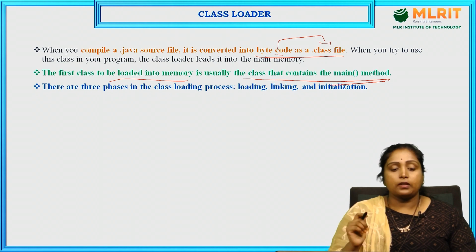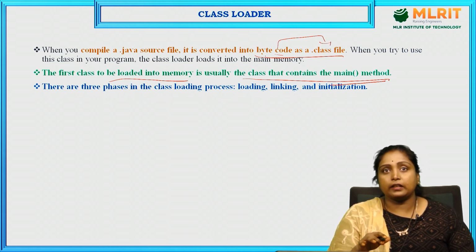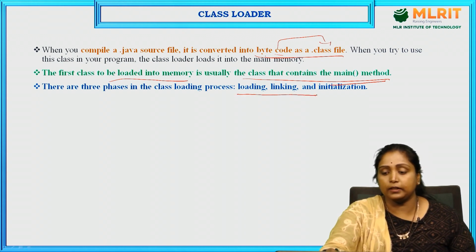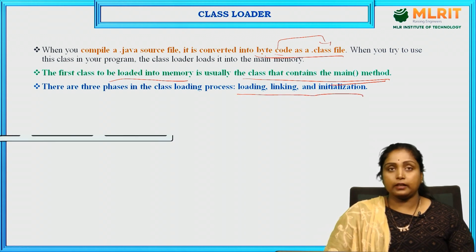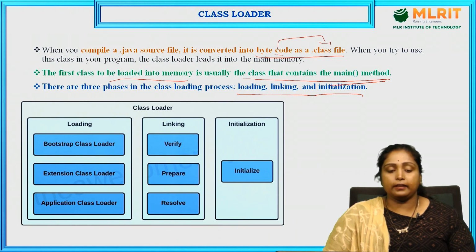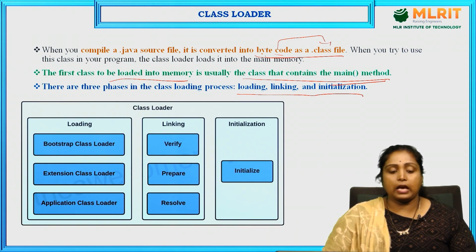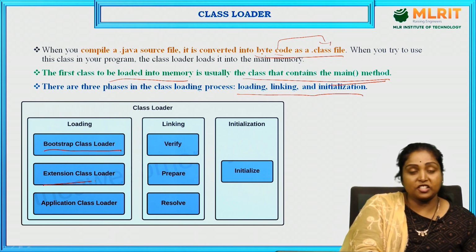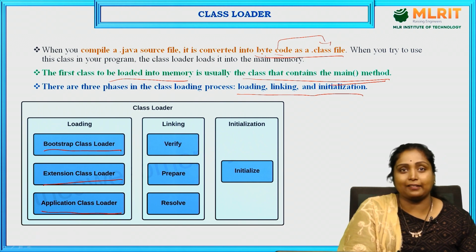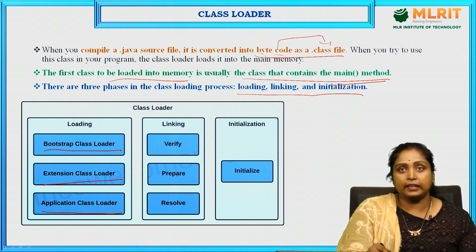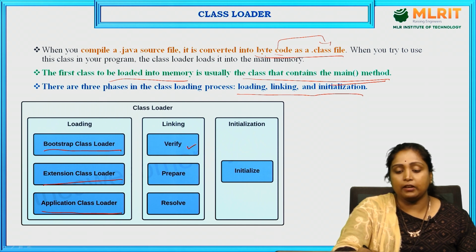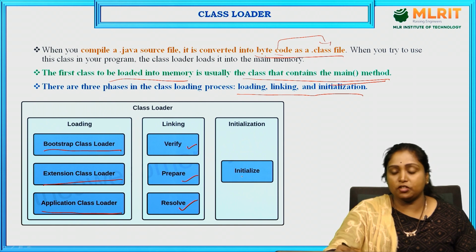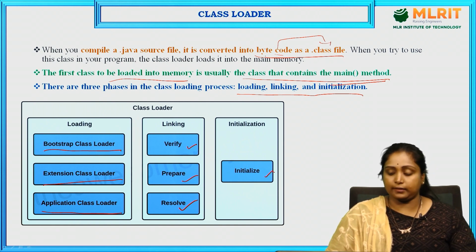Next, there are again three phases in class loading. We already said that: loading, linking and initialization. In the loading phase, you will have three types of loaders: the bootstrap loader, the extension class loader and the application class loader. In linking, you will have three phases: verification, preparation and resolution. In initialization, you will have the initialize phase.